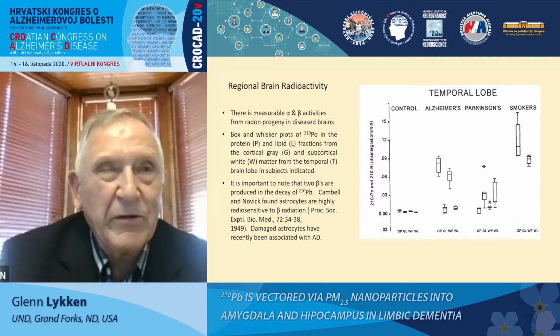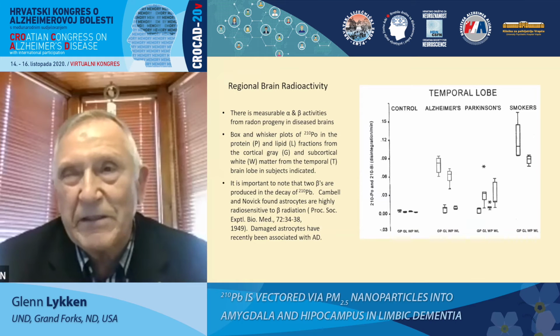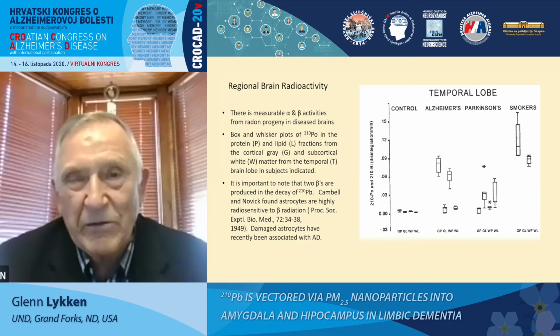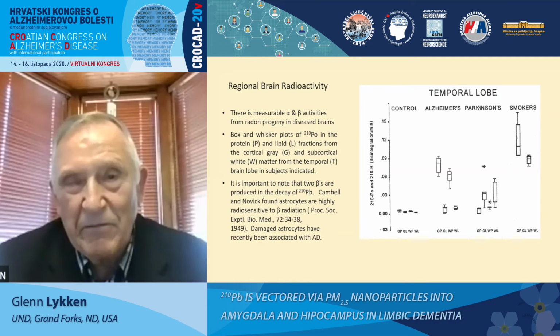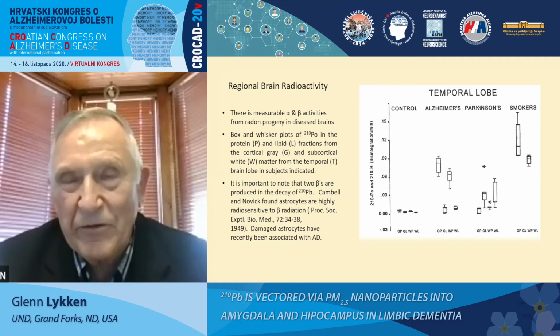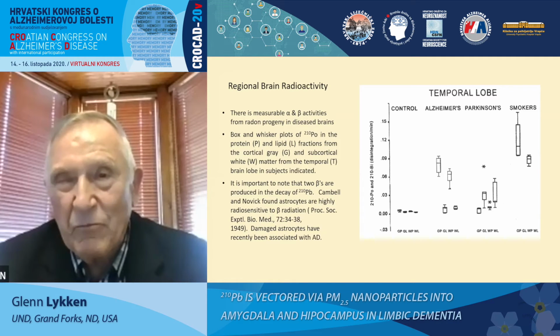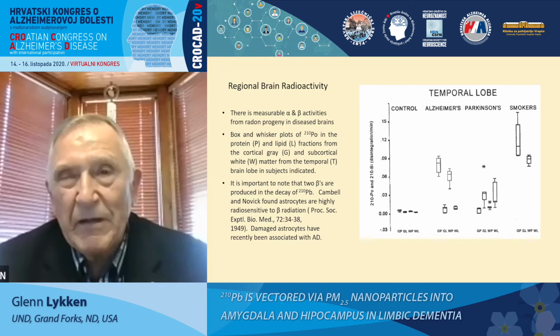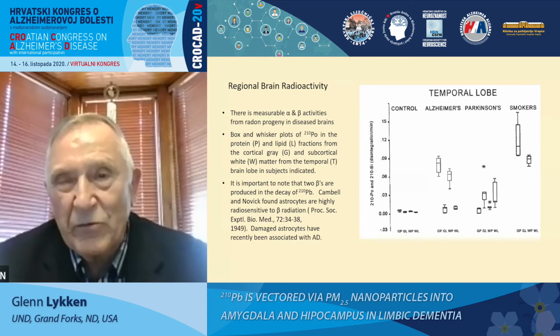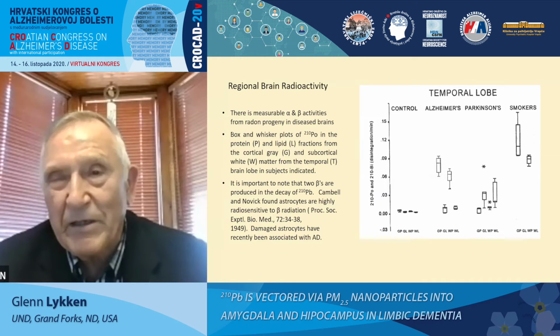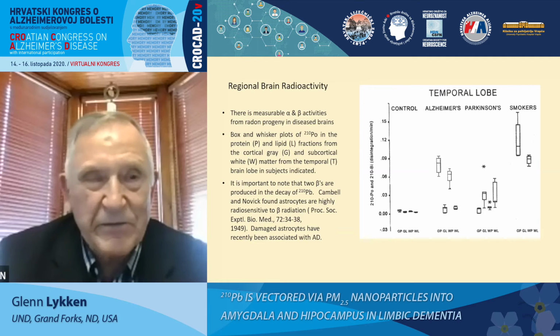Anyway, notice then that in different lobes, we have the temporal lobe, and notice again that we have just a little bit in the control brains. All the data were given on these brains. The study was done through an institutional review board, so we didn't know anything about the subject except what they died of and what they had. So notice again that in Alzheimer's you've got this in a protein, and in Parkinson's it's in the lipid. In smokers, you still have some.